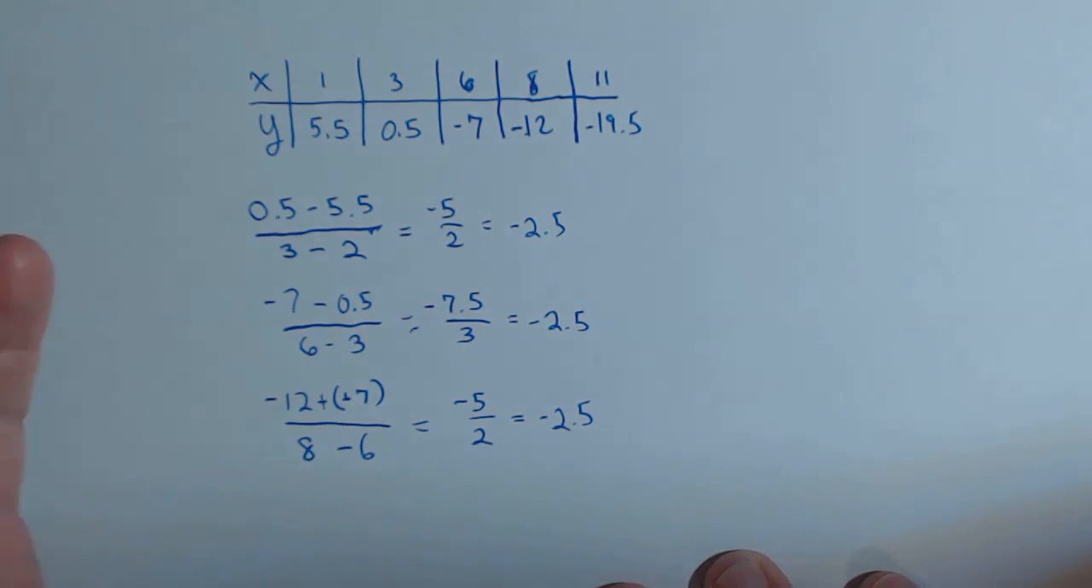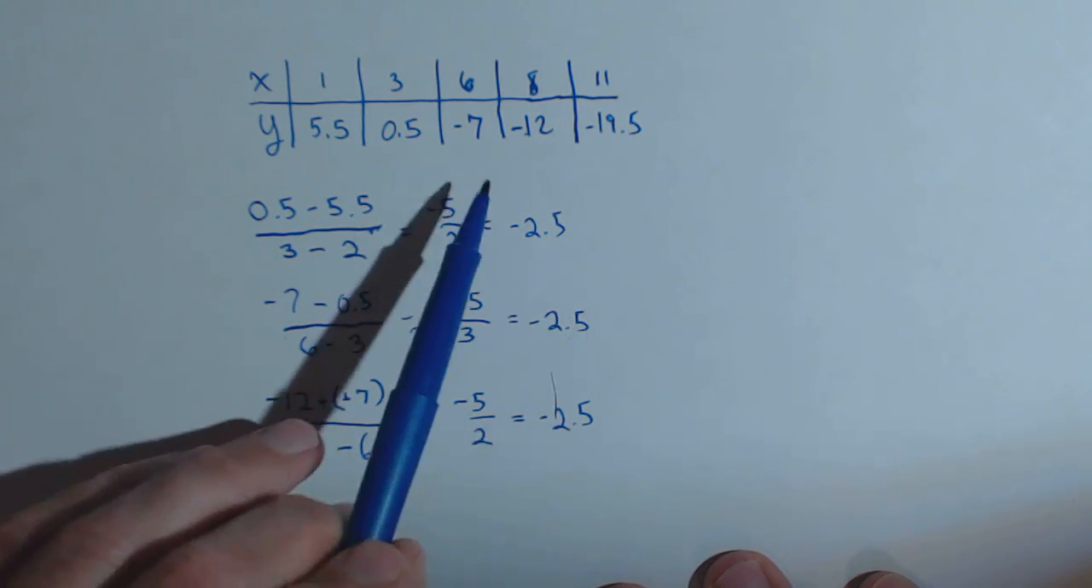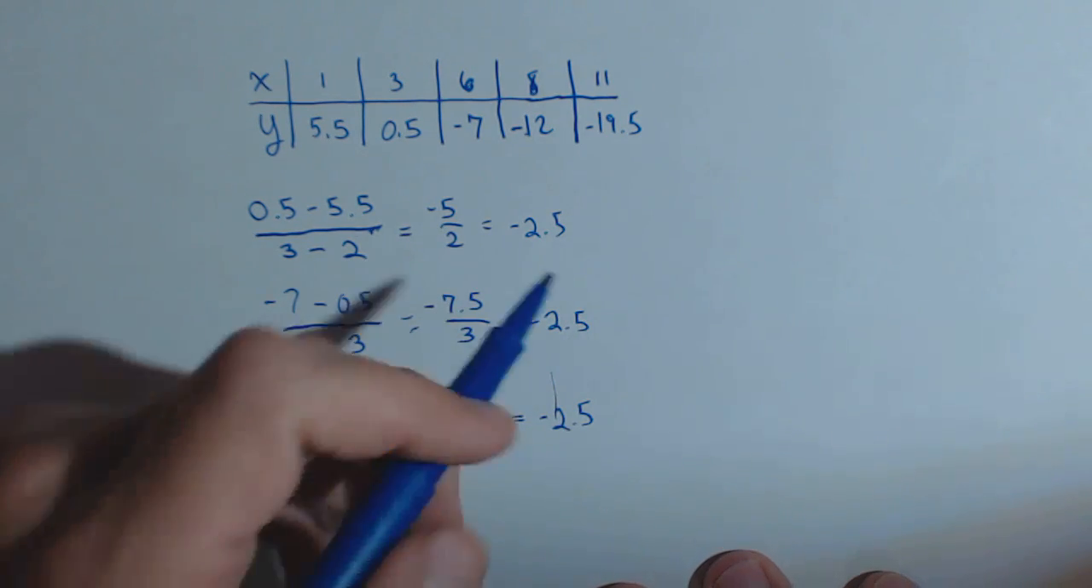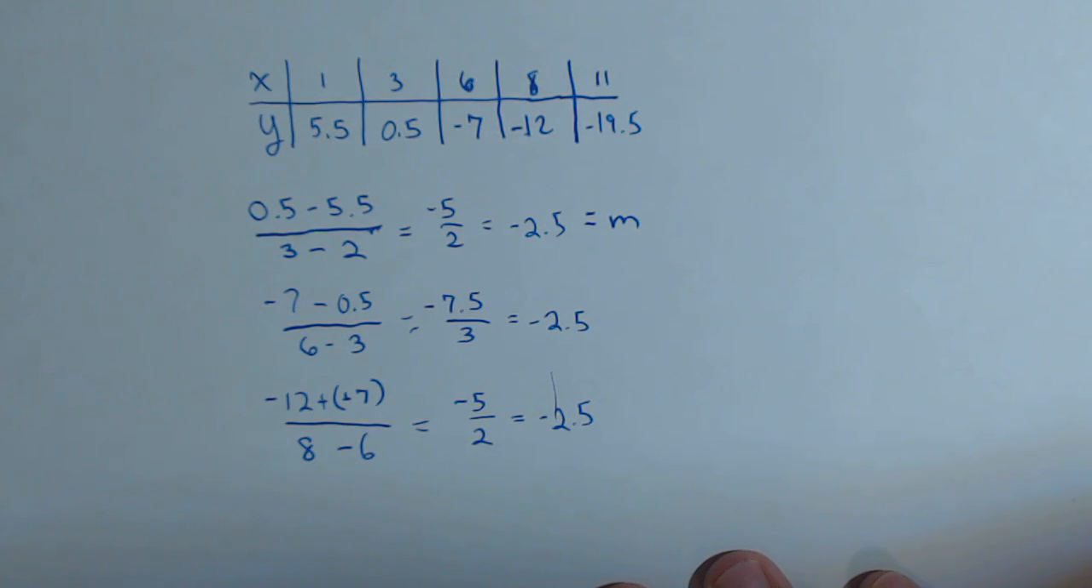For time's sake, I'm not going to check all of them, but that's one of the ways we could do it. You could put it into a graphing calculator, do linear regression, and also check it that way. We have a constant rate of change, and in fact, we have found our slope.